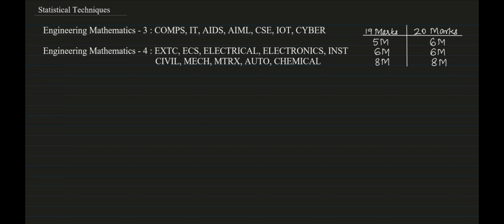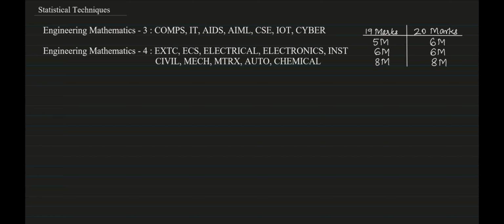In end semester exam, this chapter is asked for 19 or 20 marks. If it is for 19 marks, there will be a question for compulsory section for 5 marks. Then there will be a 6-mark question and an 8-mark question. If it is asked for 20 marks, there will be two 6 marks question in different sets and an 8 marks question.